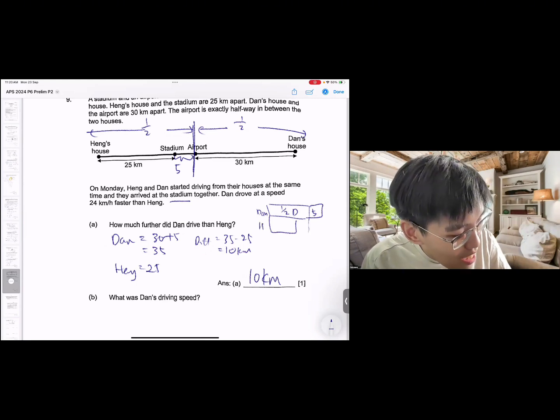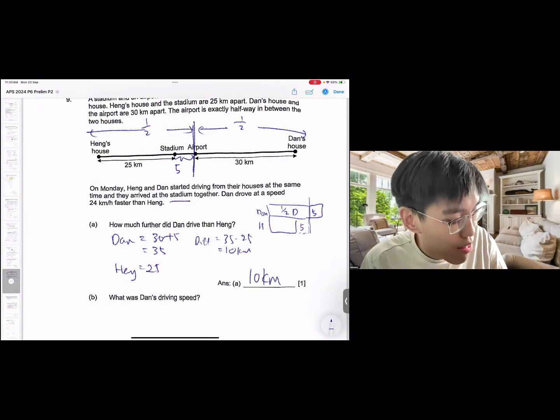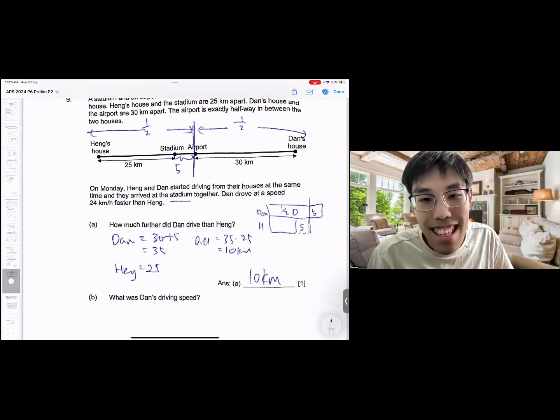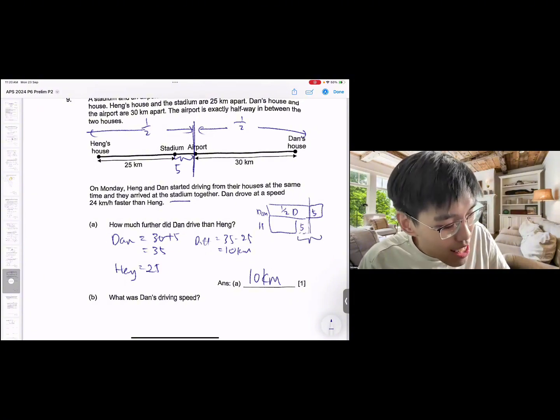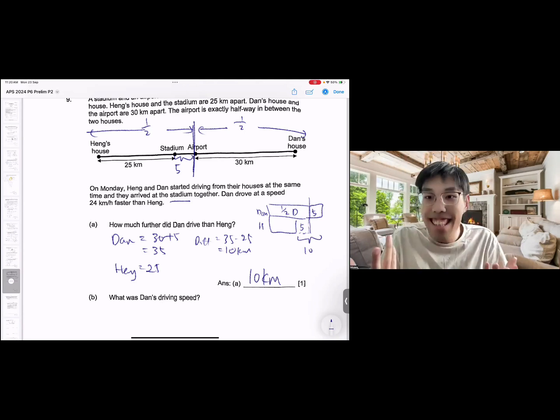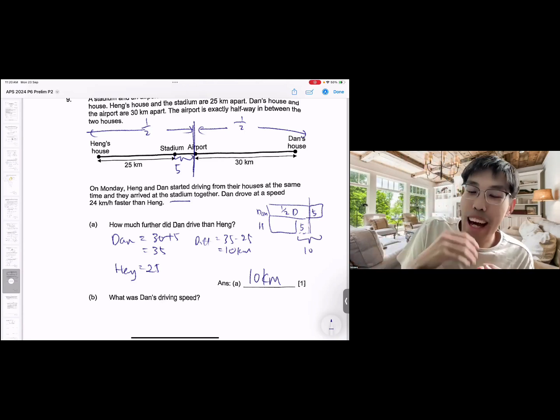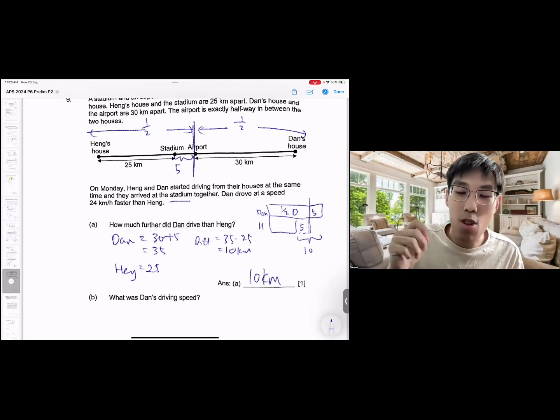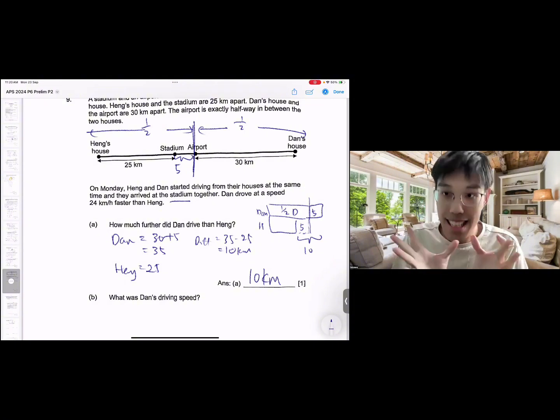So this is the half distance. So this one is 5. This difference is 5. So do you see that the distance that they travel, the difference here is 10? That's the idea. So you want to really use a model to explain, also can. That is also a more visual way for you to understand this.